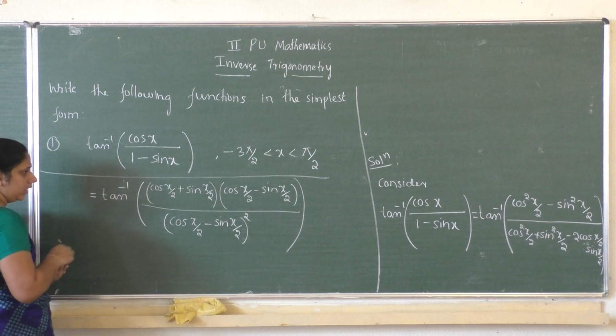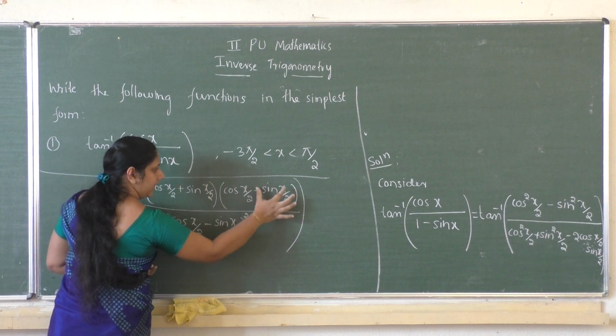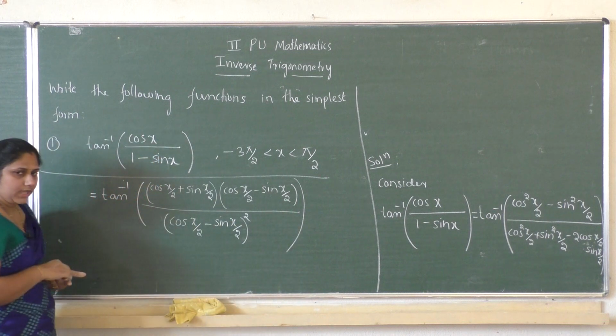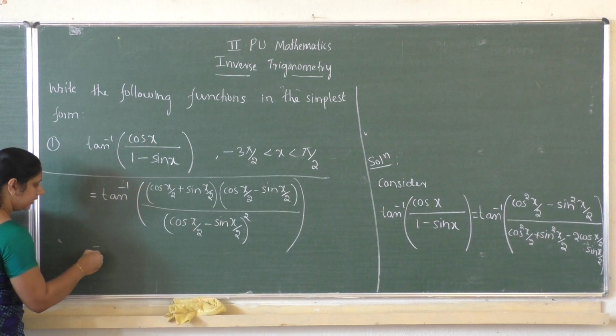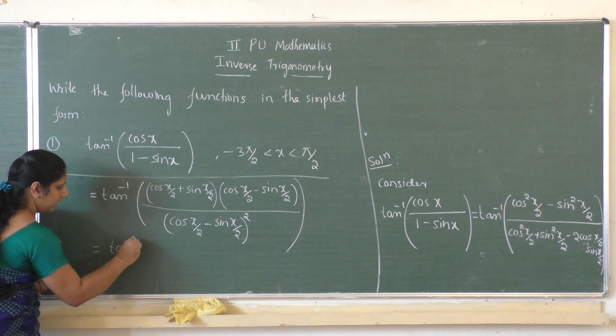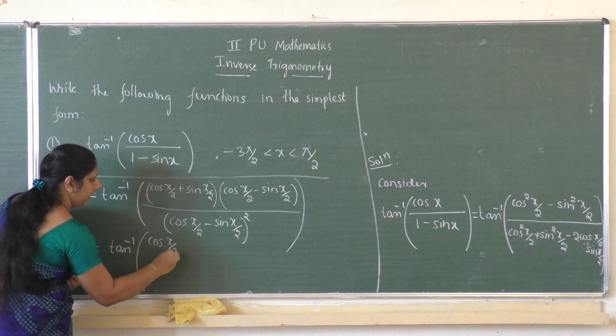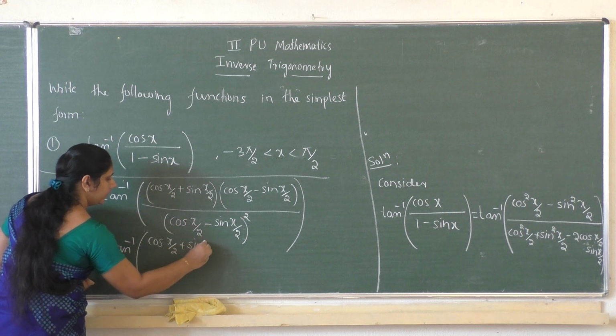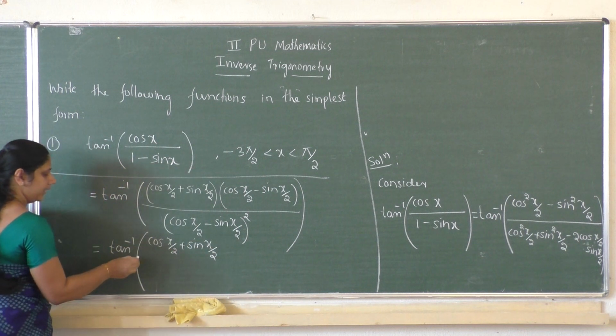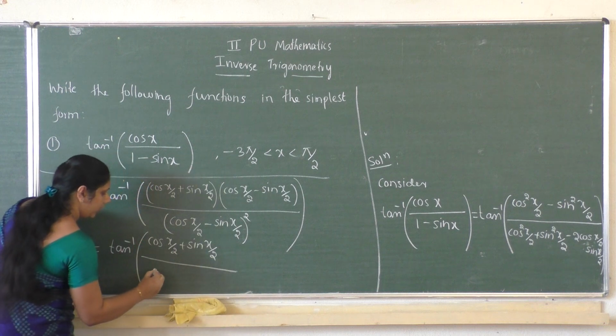Now here one term, cos x by 2 minus sin x by 2, gets cancelled. So what are the remaining terms? It is tan inverse of the numerator. The remaining term will be cos x by 2 plus sin x by 2 divided by, what about the denominator?